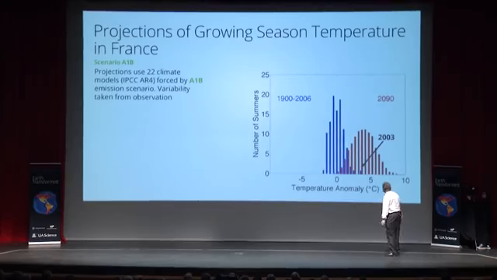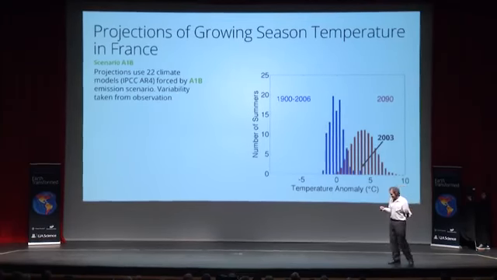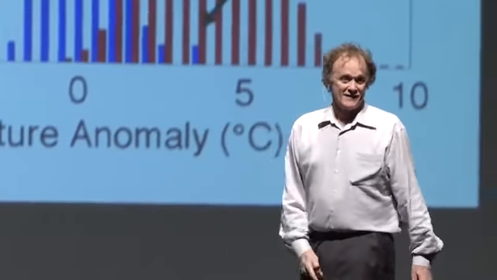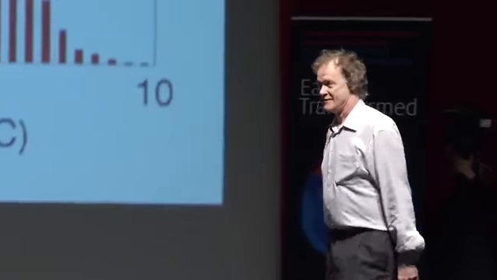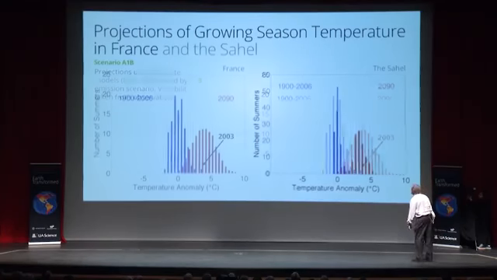And there's like 1 chance out of 100 that it's going to look normal. And there's also 1 chance out of 100 it's going to look like 10 degrees Celsius above normal, which puts you dead center in the middle of the Sahara. Okay? This isn't good if you want to grow crops in France, or even live in France, actually.